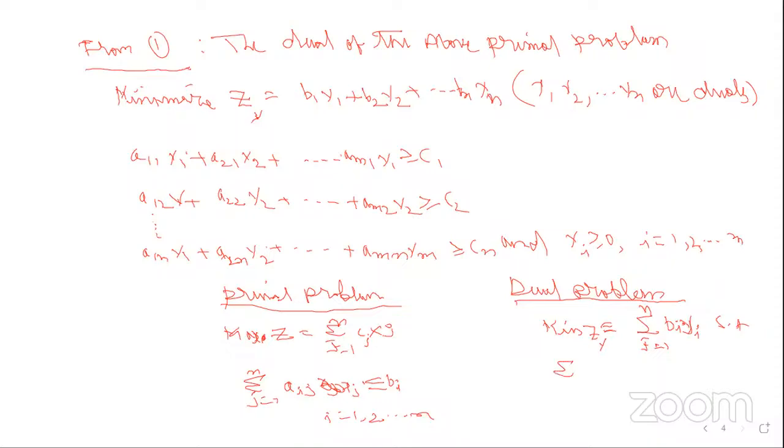Here sigma j equal to 1 to n aij yj, here j equal to 1 to n same. And yi is greater than or equal to 0.